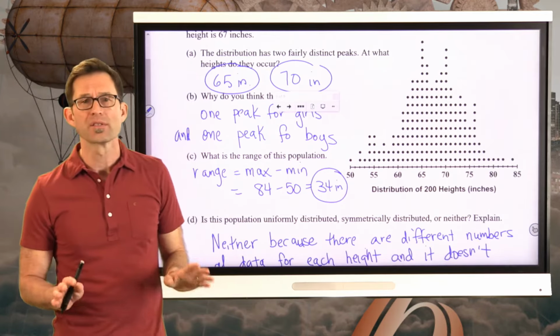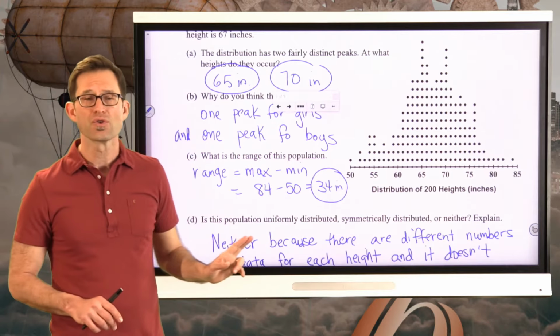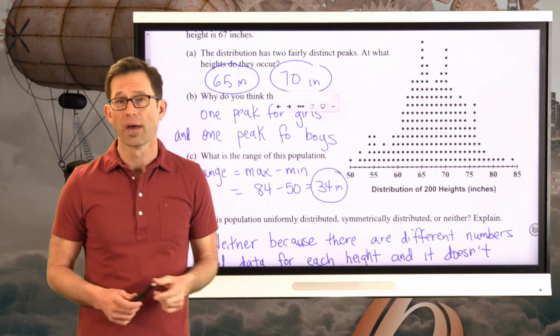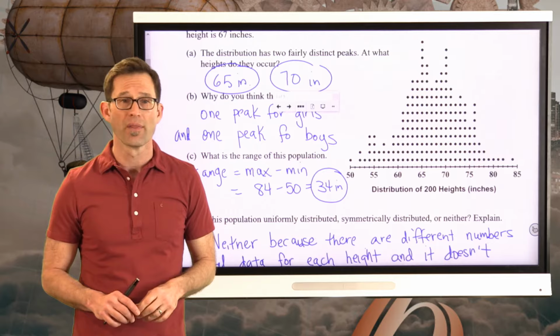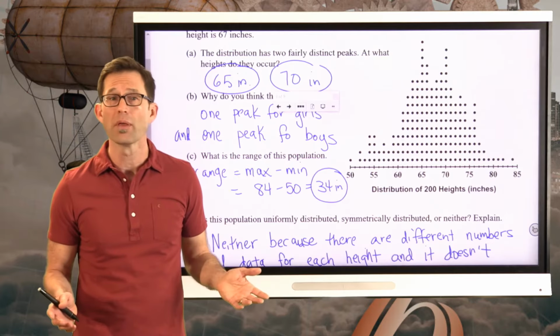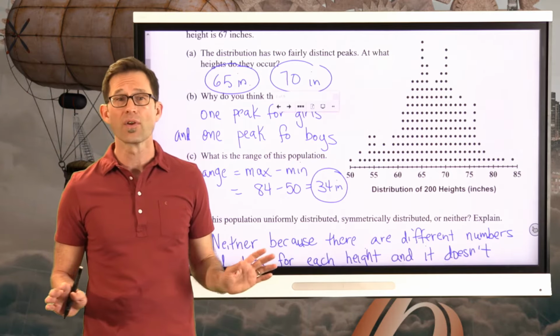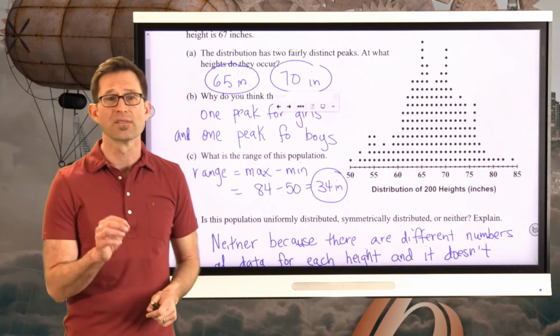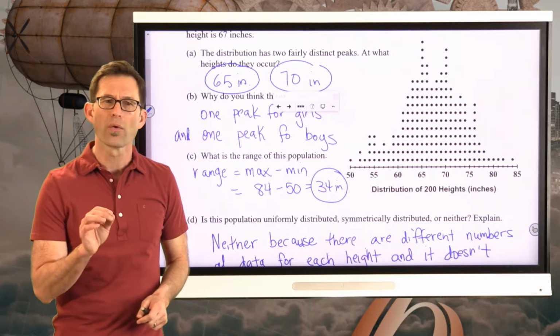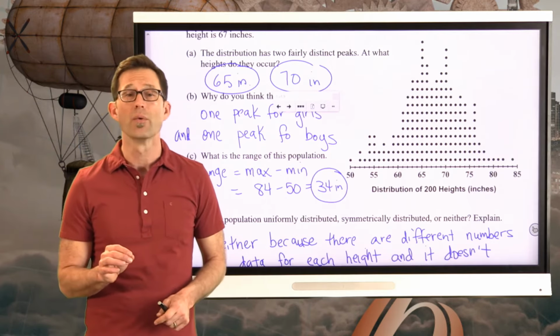So I still don't think it's symmetric, but if your answer to letter D was that it's nearly symmetric because it kind of looks the same on the left as it does on the right, I think that would be an awesome answer. I don't think there's anything wrong with that. One thing about statistics is that often there isn't just one right answer. The answers are more what are known as nuanced.